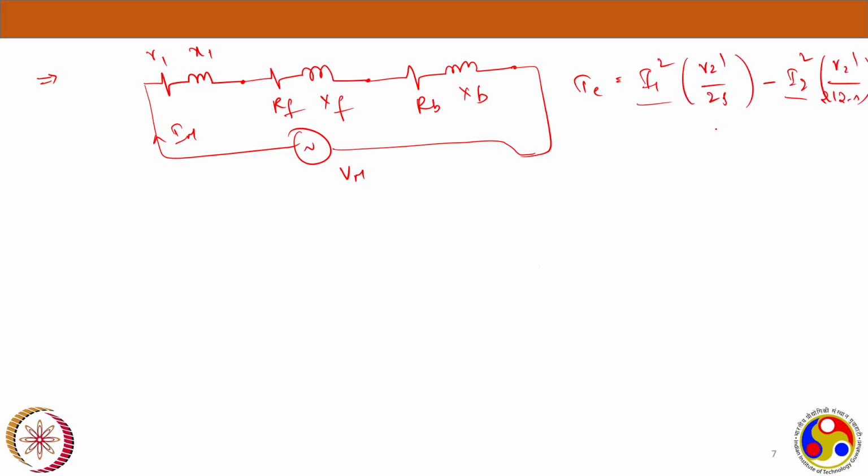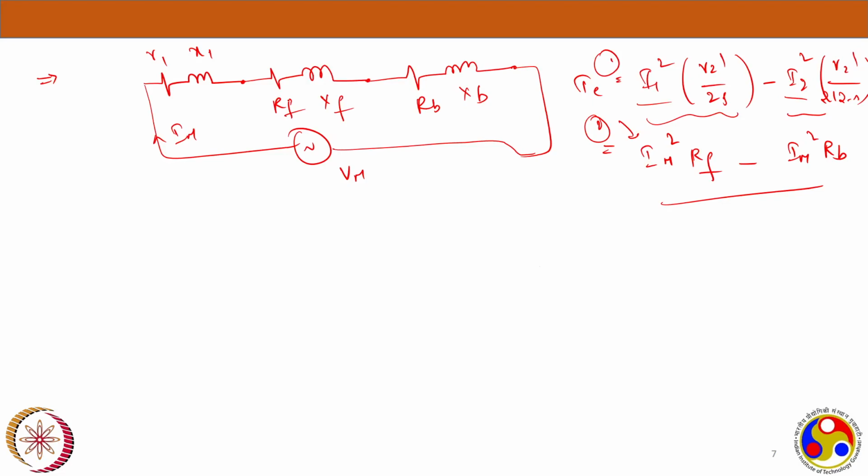Now we can write the entire term, this term and this term, as Im square Rf minus Im square Rb. Here Im, since this entire circuit has the same current flowing, is the resistive equivalent we can say. So this is equation 1 and this is equation 2. Any equation you can use, but RF and RB would be the series current.